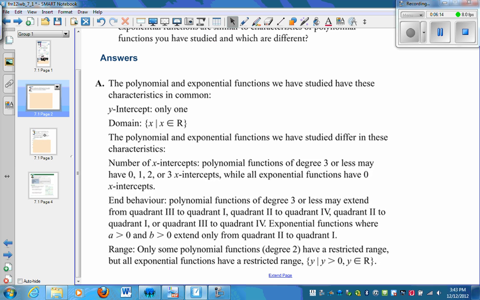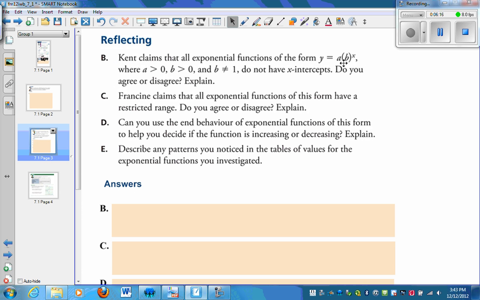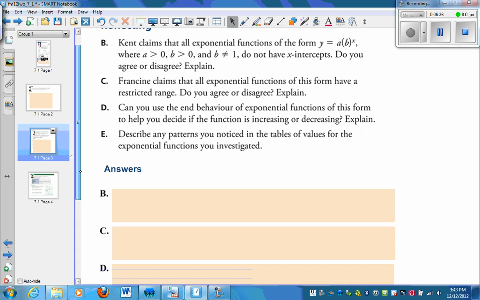Okay? A couple more things. Ken claims that all exponential functions in this form do not have x-intercepts. Do you agree? I agree. There's no way that it can cross the x-axis. There's no way that we can get a value of 0. Francine claimed that the exponential functions of this form have a restricted range. Yes, we saw that they all have to be greater than 0.